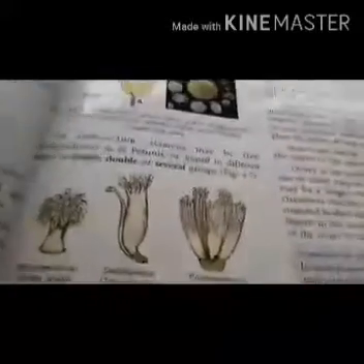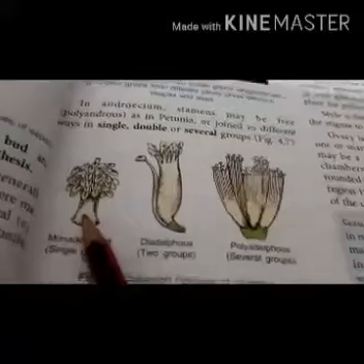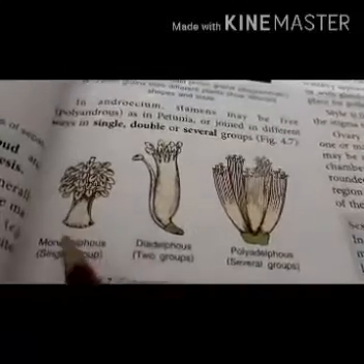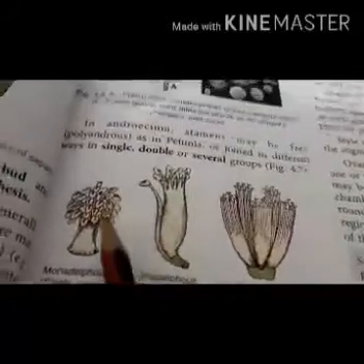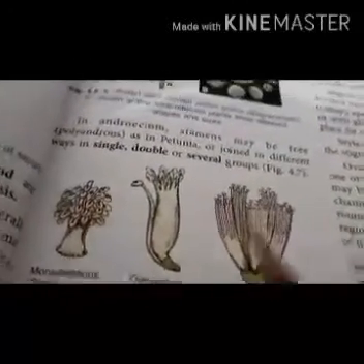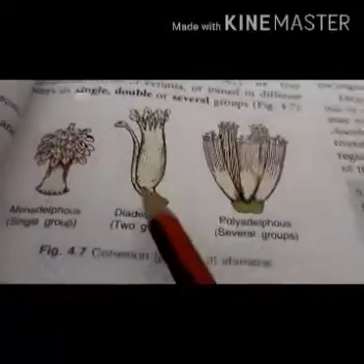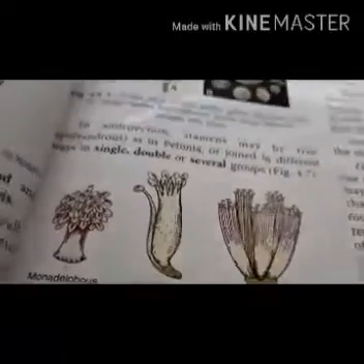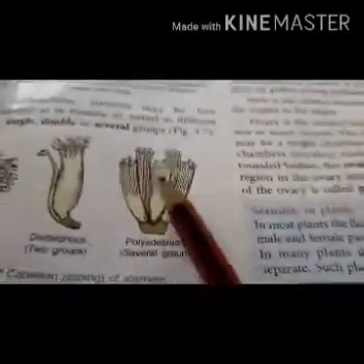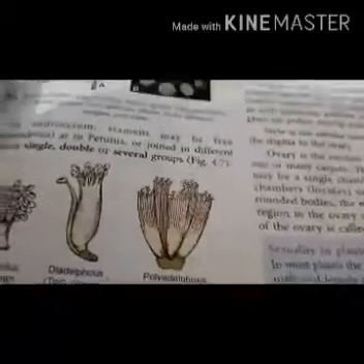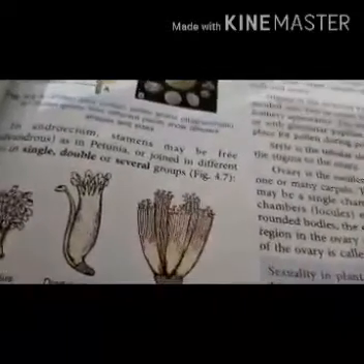When they are joined in a single group, it is called monoadelphous. Here you can see that all are forming one tube-like structure. Here they have two groups, one this and one this. So the condition is diadelphous. And in the third diagram, you can see several groups are formed. The condition is polyadelphous. Examples are also given here.